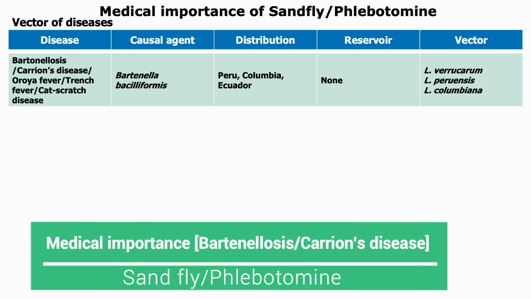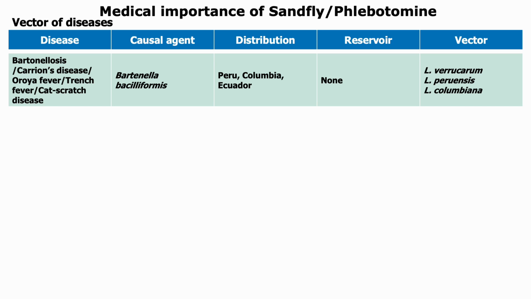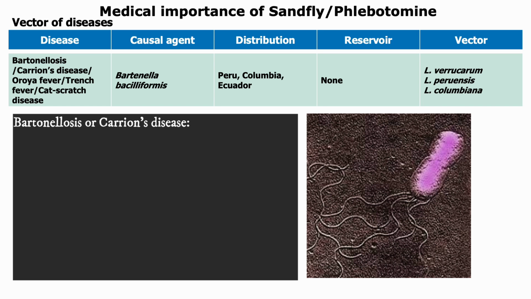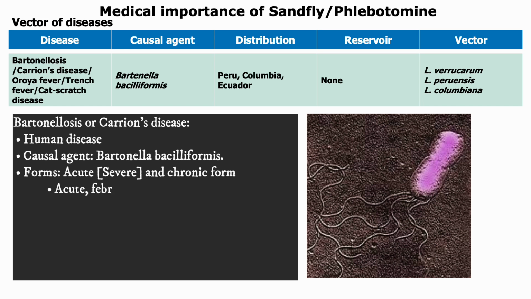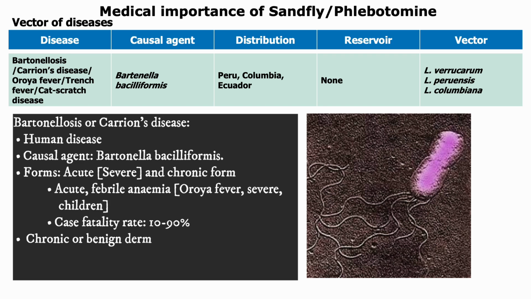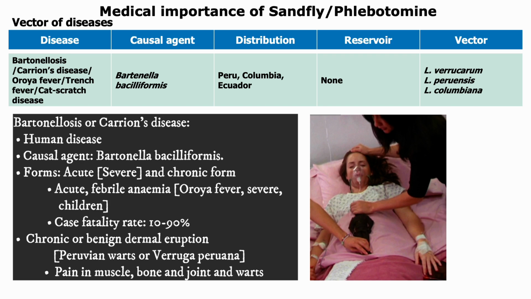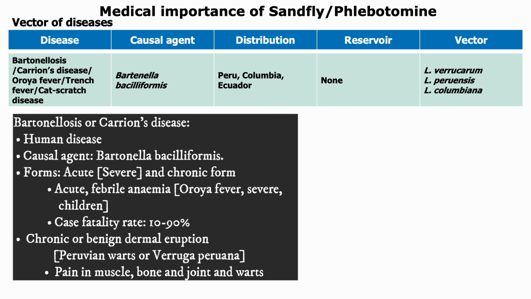Sandfly act as the vector of Bartonellosis or Carrion's disease. Carrion's disease is a disease of human caused by a gram-negative bacteria called Bartonella bacilliformis. It is a biphasic illness. The acute febrile anemia is called Oroya fever, which is a serious life-threatening phase of the disease, particularly for children. The case fatality ranges from 10 to 90%, which is very alarming.